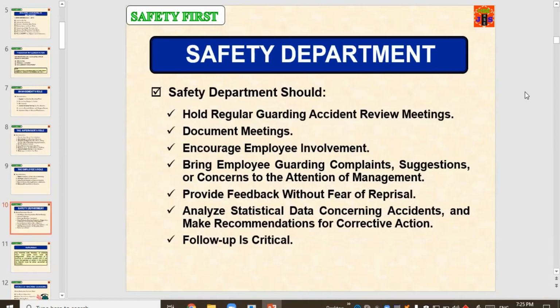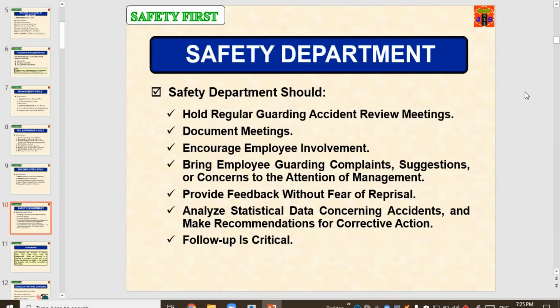After discussing the role of management, the role of supervisory staff, the role of the employees, now let us discuss the role of safety department. Safety department should hold regular guarding accident review meetings. They should document the meetings.